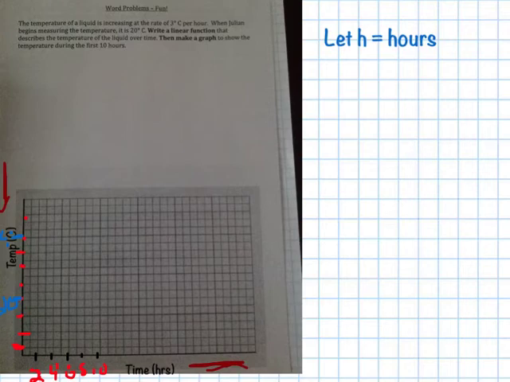You can space some of them out. You can write all the numbers in. You can write every few if you want. So let h equal hours. We need to write a linear function that describes the temperature of the liquid over time.